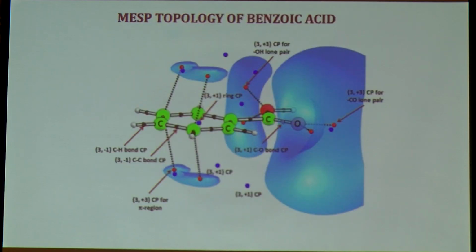So another illustration is over here, the MESP topology of benzoic acid. It's very beautiful. You can see the 3 different electron-rich regions of benzoic acid. One for the aromatic ring, another for the hydroxy group, the lone pair regions, and another for the carbonyl group, which has the maximum electron density there, and which are also surrounded by 3 plus 1 CPs, 3 minus 1 bond critical points everywhere, and so on.